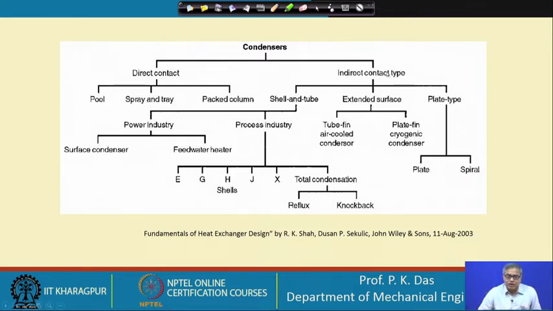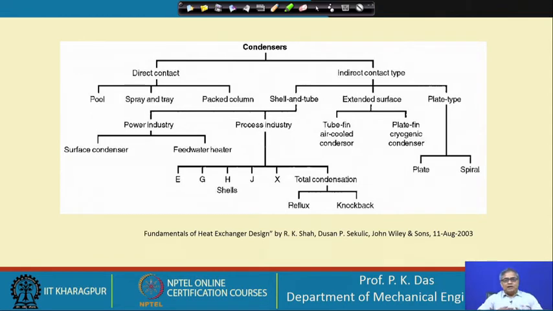So, direct contact, indirect contact type condenser, as we can expect, there could be many variations. One of the main variations of indirect contact type condenser is shell and tube type condenser. Shell and tube type geometry we know already, we have studied it in the introductory lecture. In a shell and tube type heat exchanger, there will be a number of tubes, and through these tubes one stream of fluid will pass, and these tubes will be exchanging heat with another fluid stream which will be contained within the shell.